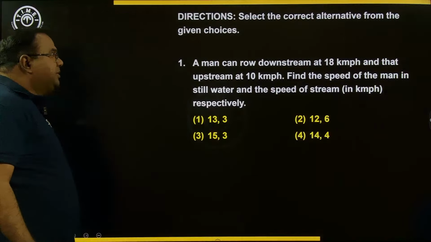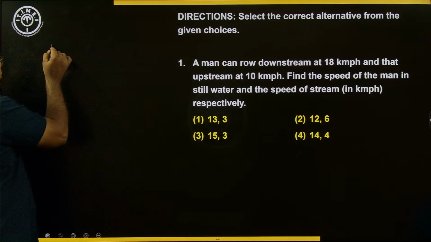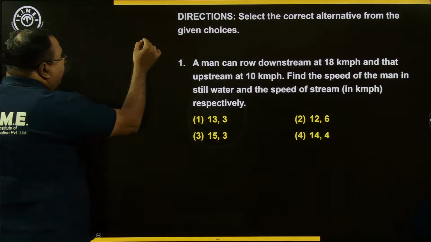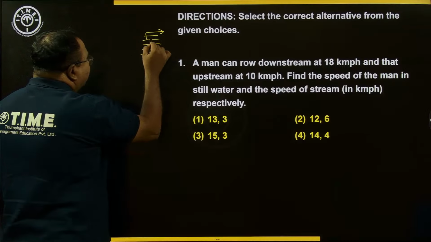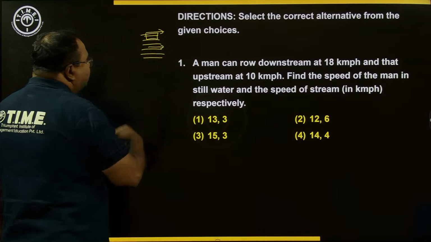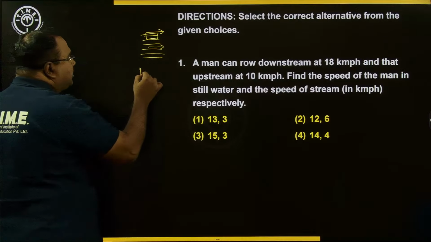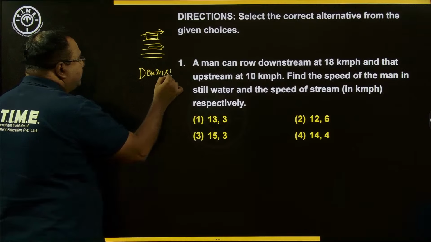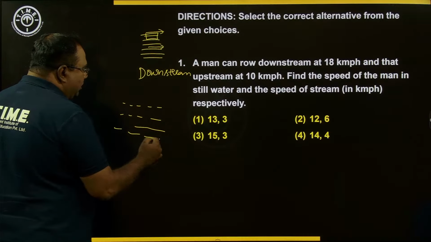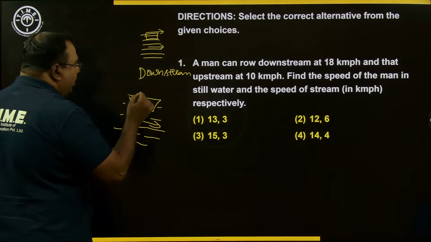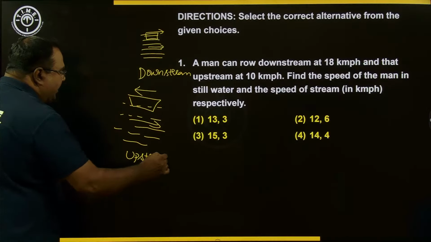Okay, boats and streams. So first question on your screen. But before that, generally these are the few points which you should remember. If a man or a boat is moving in the same direction as water, boat moving like this, water is also moving the same direction, we say that the boat is moving along the stream, or we call it downstream. Let's say water is flowing like this and your boat is moving in the opposite direction. We say it is moving against the stream, or we call it upstream.